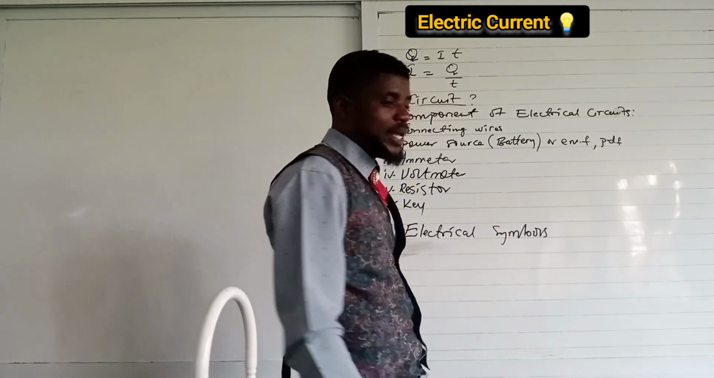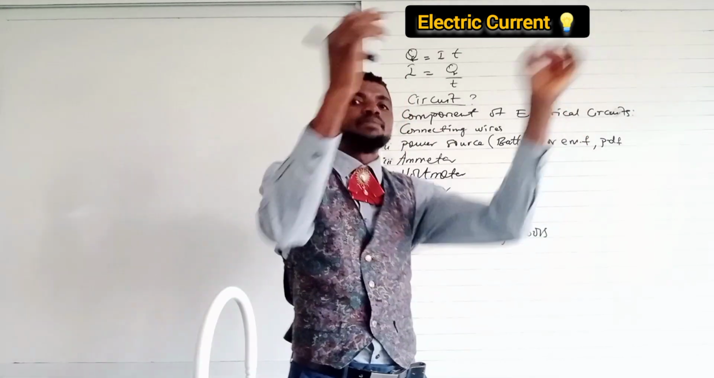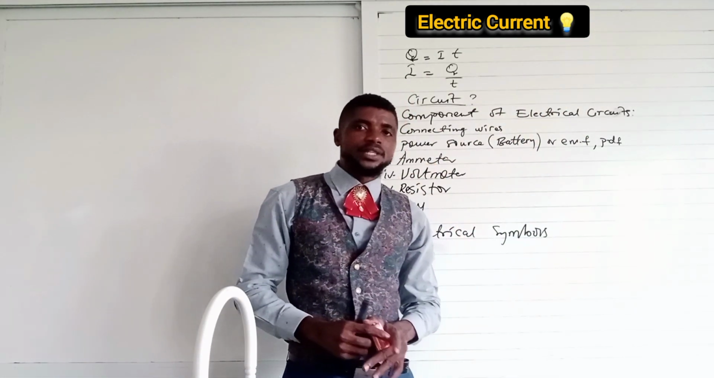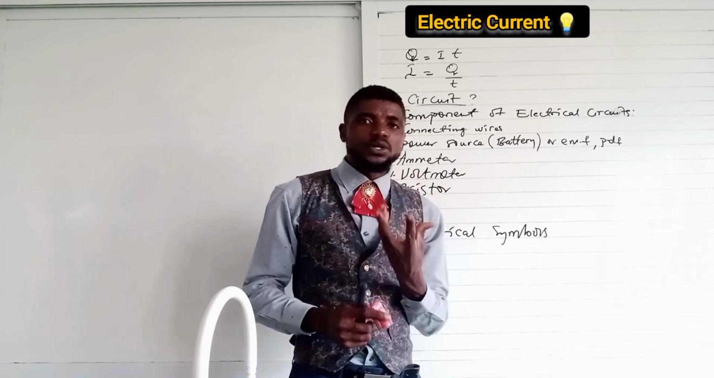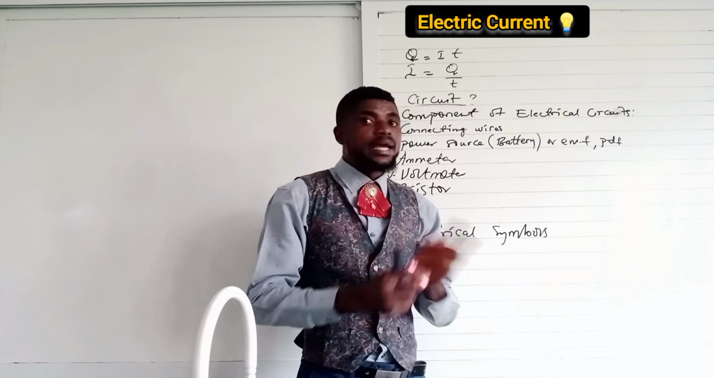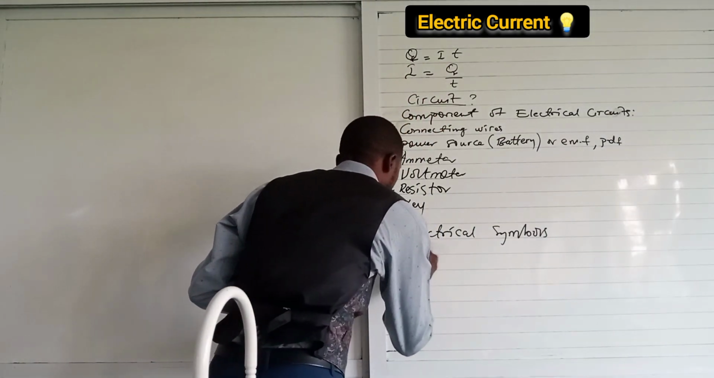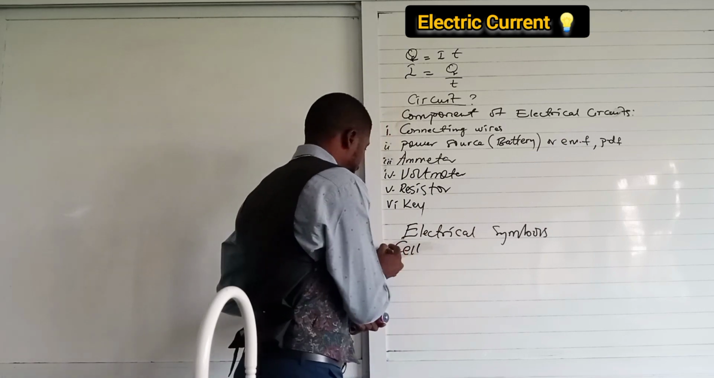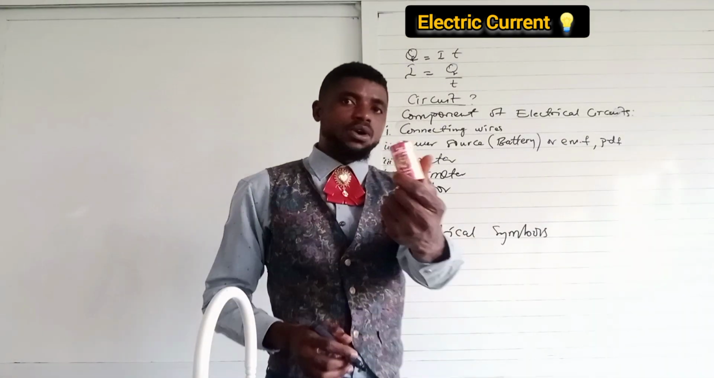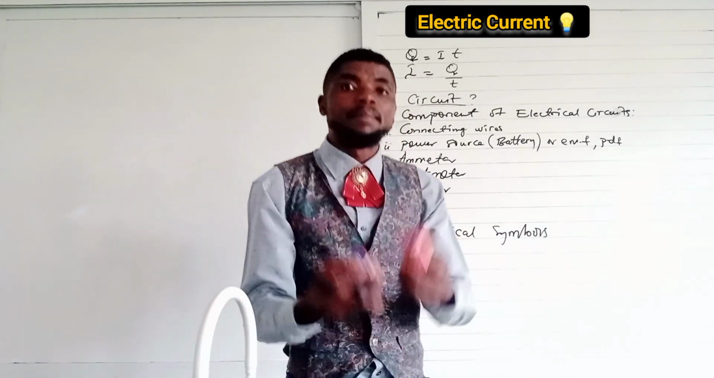So next up, we are going to look at electrical symbols. These symbols are very, very important. They are going to help us when we want to draw electric circuits and also label them. One of them is the cell. I told us earlier that one of these is called a cell. And when we combine two or three, we call it a battery.